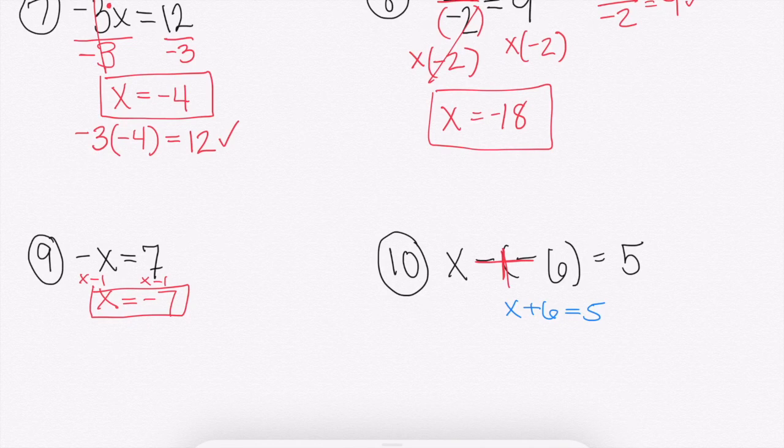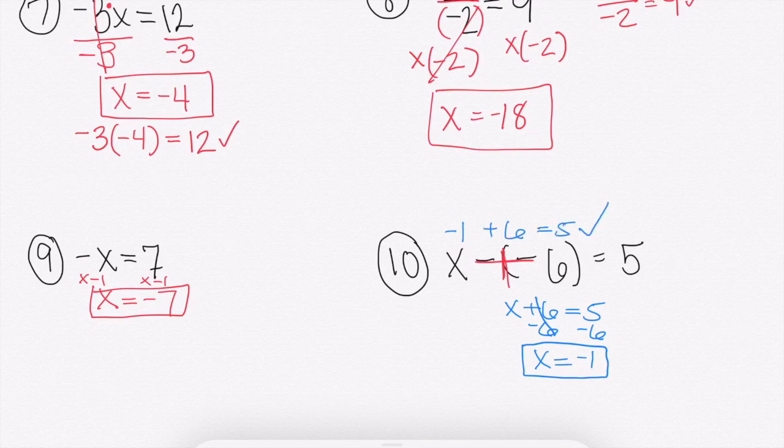So to get rid of plus 6, we would subtract 6. Make sure you do it to both sides. Those cancel, and x would get us 5 minus 6, a negative 1. Again, we can check that. Negative 1 plus 6 does get us a positive 5. So like I said at the beginning, always check your work and guarantee yourself 100% every time.